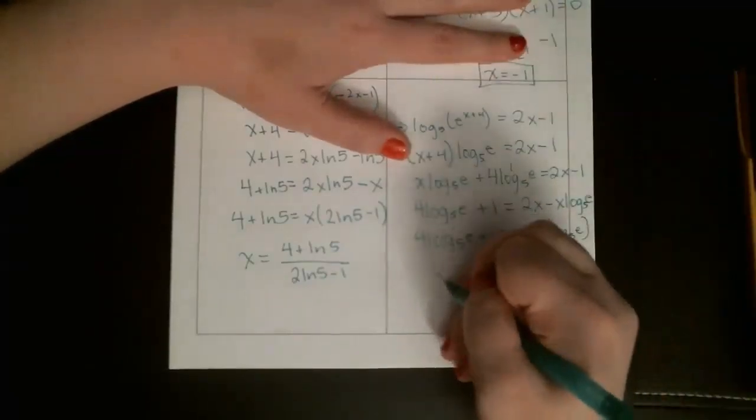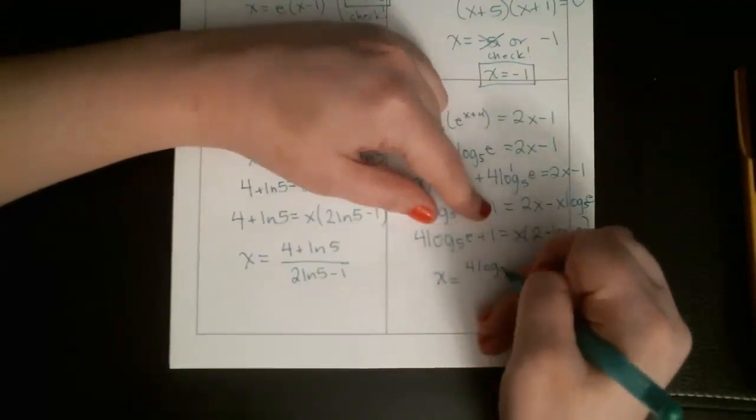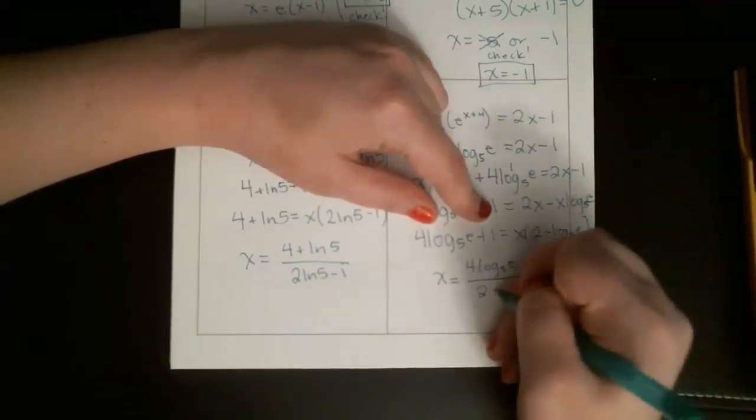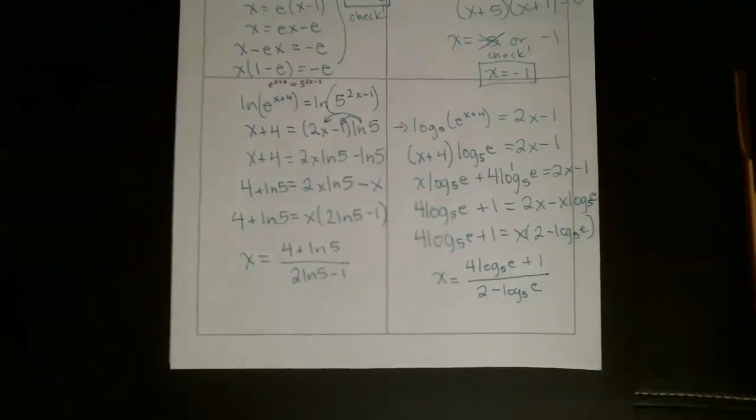And divide. So I'll get the 4 log base 5 of e plus 1 over 2 minus log base 5 of e. Again, I have no preference between answers here. If you chose a different base entirely, that's fine as well. You can try and get a decimal answer for that out of your calculator and check it against a decimal answer for one of these. But there's a couple of possible options.